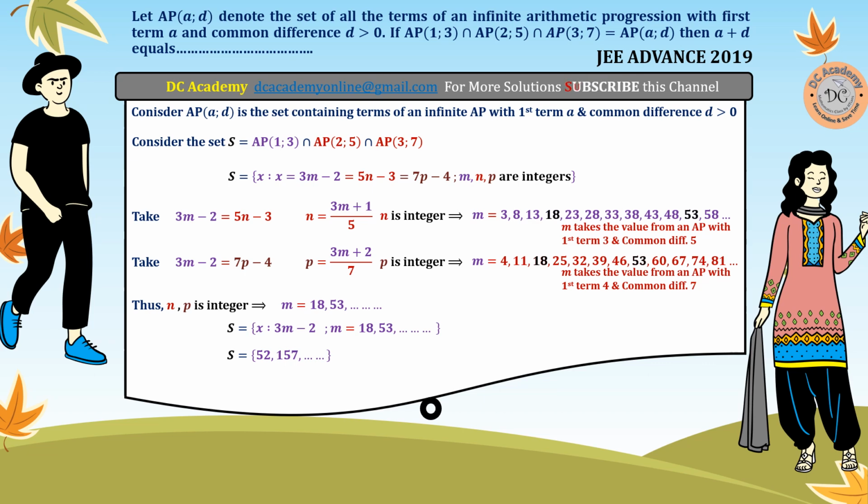So therefore, as it is given that it is an AP, here the first term A is 52, and the common difference D is 157 minus 52, which gives us 105. So therefore, A and D will be 52 and 105 in this particular case. So for us, A plus D is equal to 157. And hence, for this particular problem, 157 is the correct answer.